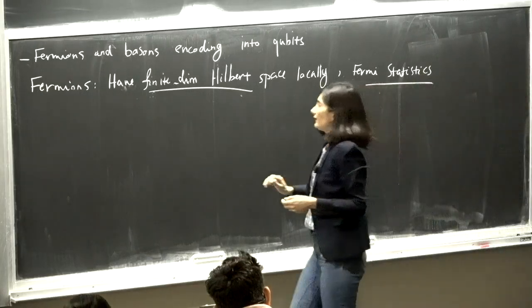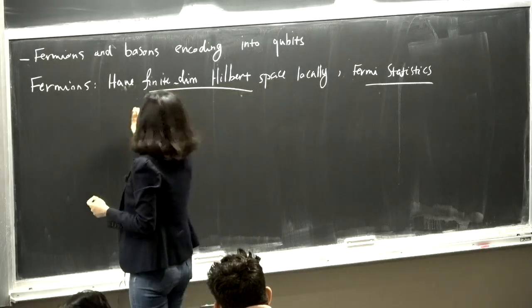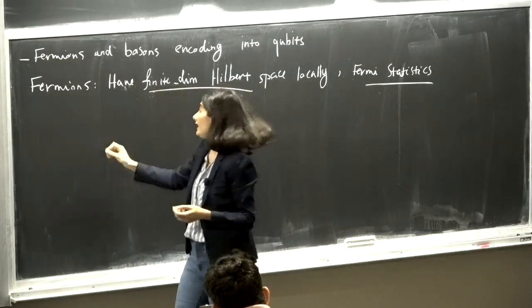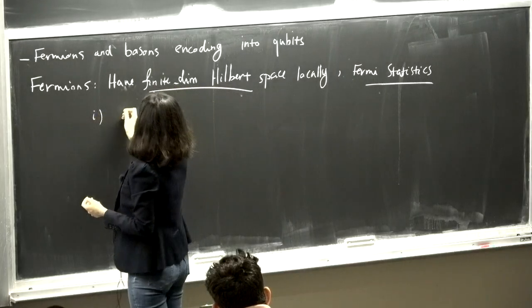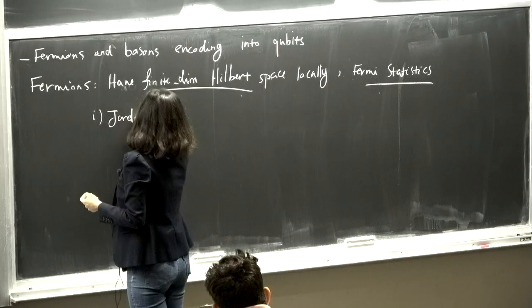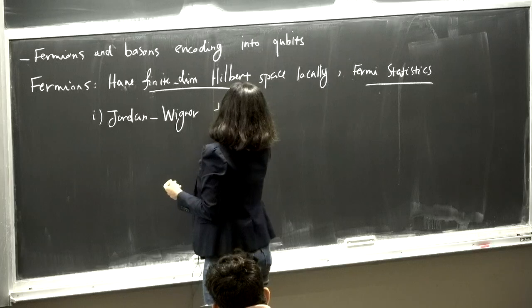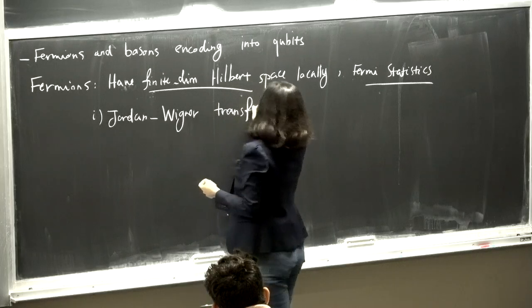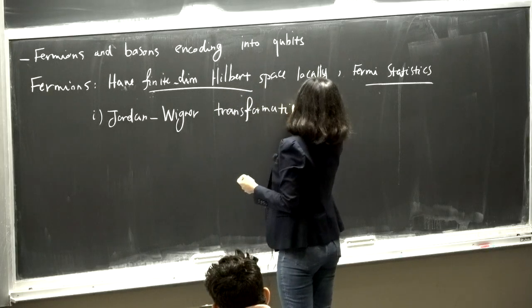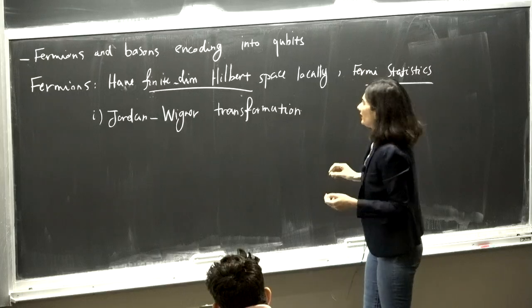So how do we deal with this? Well, again, there are different ways to deal with it. The most common one is what is called a Jordan-Wigner transformation. What it does is the following.